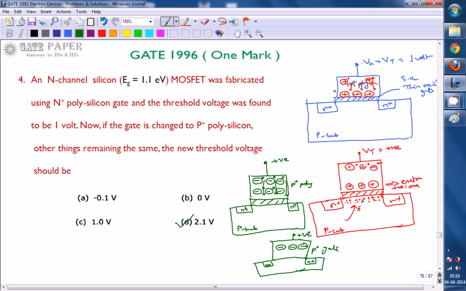In general, a P-type substrate is paired with an N plus gate to achieve a small positive threshold voltage, and an N-type substrate is normally paired with a P plus gate to achieve a small negative threshold voltage.